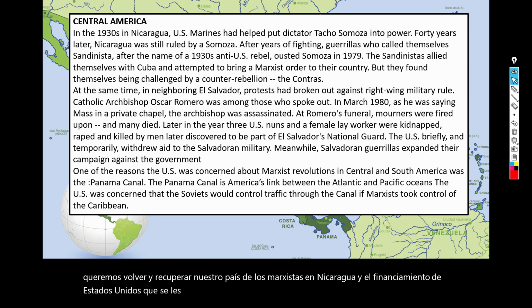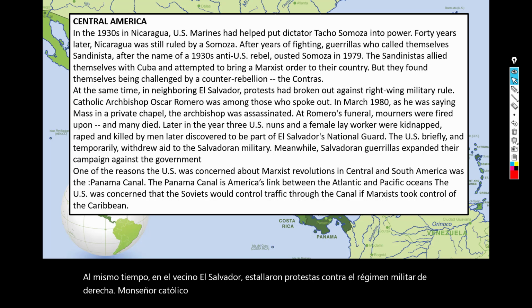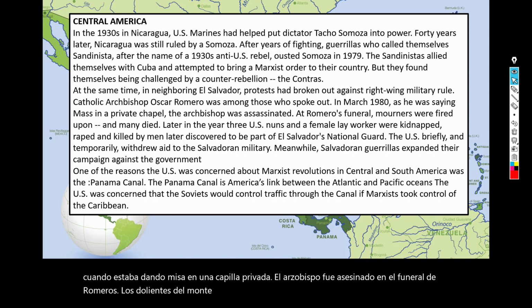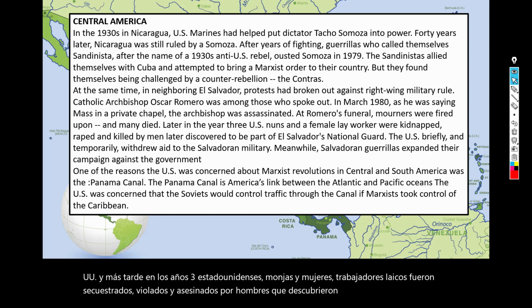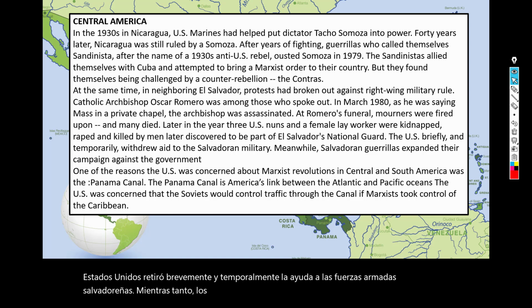At the same time, in neighboring El Salvador, protests had broken out against the right-wing military rule. Catholic Archbishop Oscar Romero was among those who spoke out. In March 1980, as he was saying Mass in a private chapel, the Archbishop was assassinated. At Romero's funeral, mourners were fired upon, and many died. Later in the year, three U.S. nuns and a female lay worker were kidnapped, raped, and killed by men discovered to be part of El Salvador's National Guard. The U.S. briefly and temporarily withdrew aid to the Salvadoran military. Meanwhile, the Salvadoran guerrillas expanded their campaign against the government.